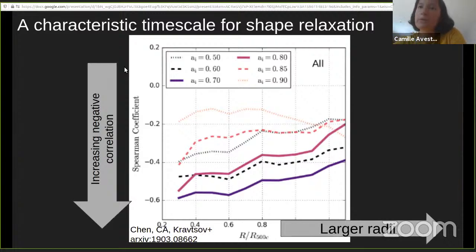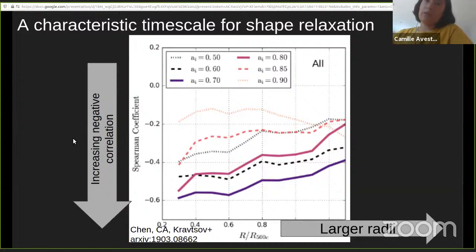So a way we got at that was looking at how well correlated each of these measurements were: shape measured at various radii compared with accretion measured over some time scale. So this is the Spearman correlation coefficient as a function of radius at which shape was measured. And each of the lines is the accretion rate measured over different epochs, starting from expansion factor of 0.5, so redshift 1, all the way to expansion factor 0.9.